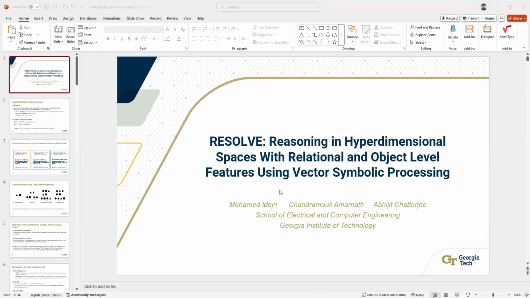So my plan is to give you a high-level overview of the problem, and then hand the baton over to my student Mohammed, who will talk about specific implementation details. Our system is called Resolve, and the problem is reasoning in hyperdimensional spaces with relational and object-level features using vector symbolic processing. The slide is controlled by Mohammed. I'll do the introduction and then he'll take over. So Mohammed, can you get me the next slide?